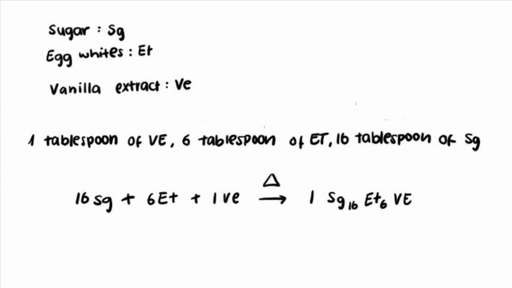After coming in contact with heat, aka the catalyst, which is represented by the triangle above the arrow, a synthesis reaction occurred. Our product is 1 Sg16Et6Ve. Thank God our equation is balanced. Our outcome is that one batch produces 30 meringues, which is represented by the 1 coefficient in front of all the ingredients, which is 1 compound of sugar, egg whites, and vanilla extract.